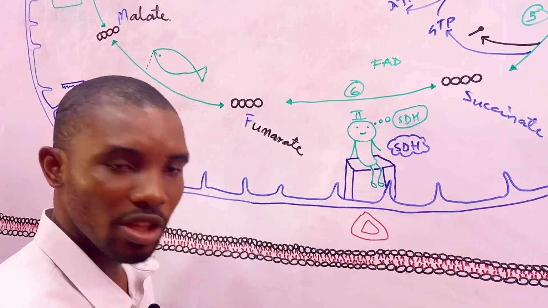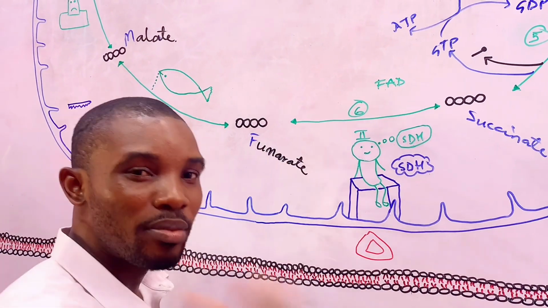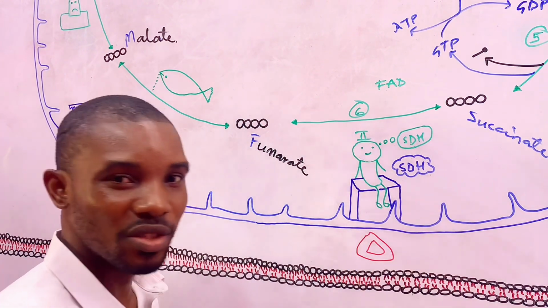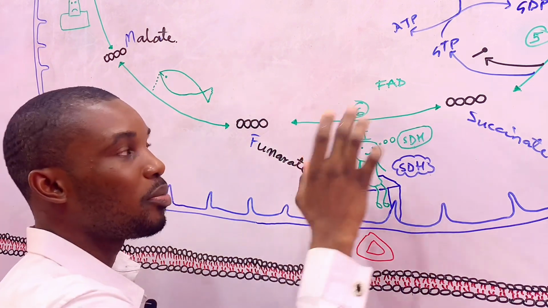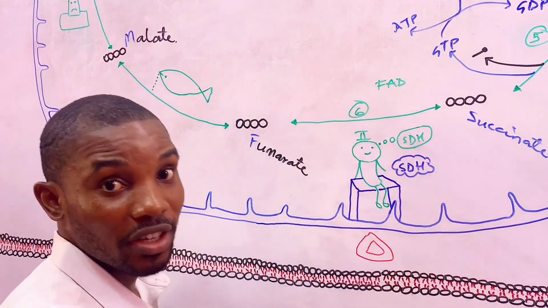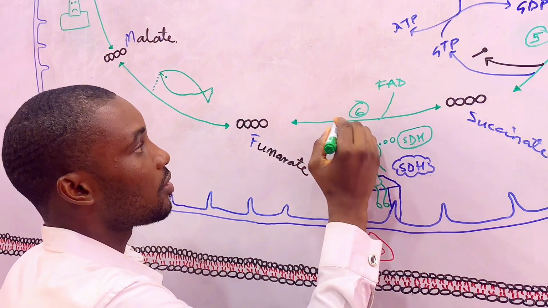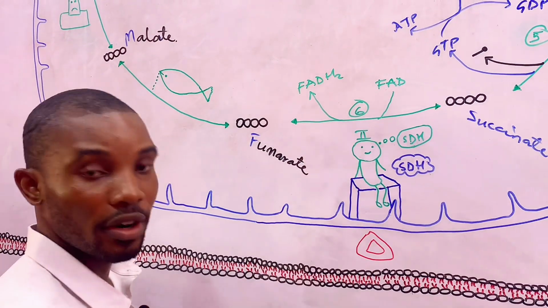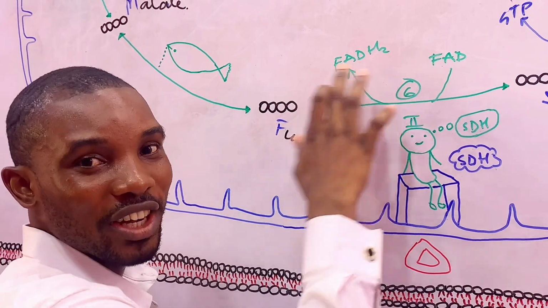Why is FAD used instead of NAD? Succinate converting to fumarate does not liberate as much energy as some other dehydrogenases. Succinate dehydrogenase is not very strong, it's very weak. So it liberates a little amount of energy that FAD can use and be satisfied. FAD comes over here and is converted to FADH2. FADH2 can now enter the electron transport chain.